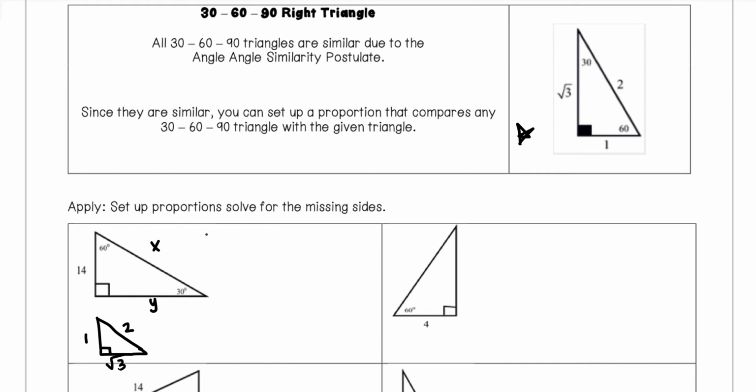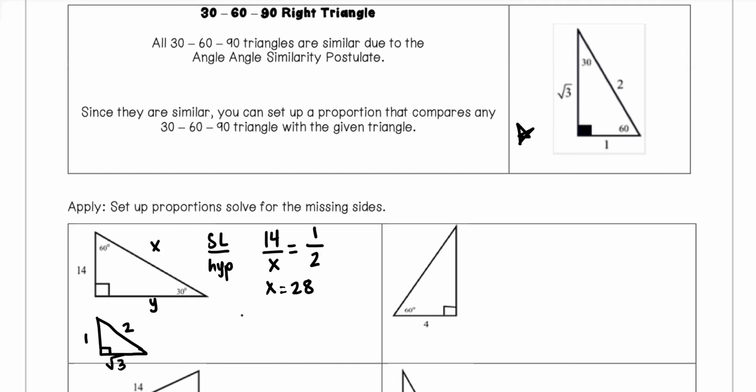So I'm going to put my short leg over my hypotenuse first. So the short leg of my triangle is 14. That's the side that was given. The hypotenuse of my triangle is x. I'm going to set that equal to the short leg over the hypotenuse of my triangle from above, 1 over 2. We'll cross multiply, and x equals 28.